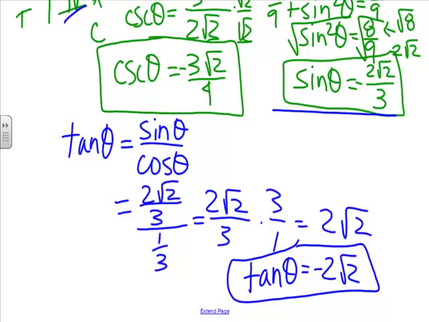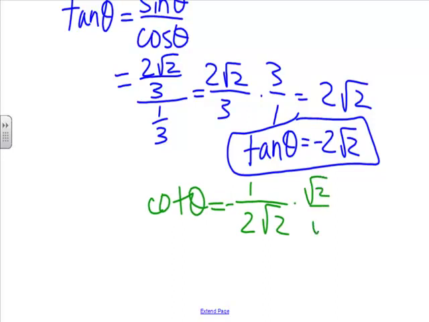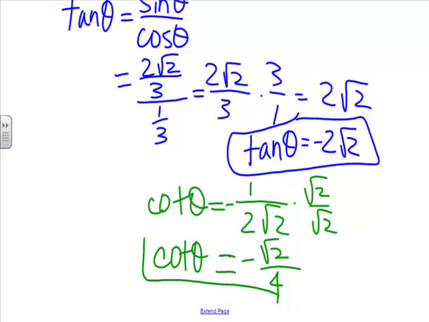Okay, one left, and the last one is the cotangent, which is just the reciprocal of tangent. So the cotan of theta is equal to 1 over 2 radical 2, and it's still going to be negative also. And I'm just going to multiply by radical 2 over radical 2, and I get negative radical 2 all over radical 2 times radical 2 is 2, and 2 times 2 is 4. So the cotan of theta then is negative radical 2 over 4.